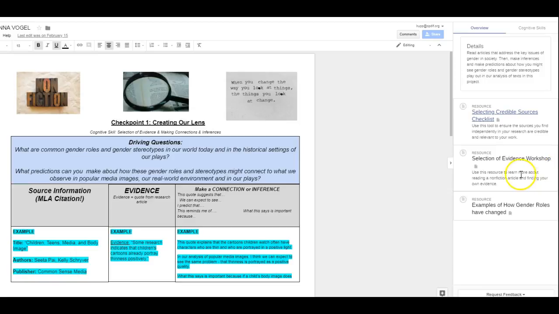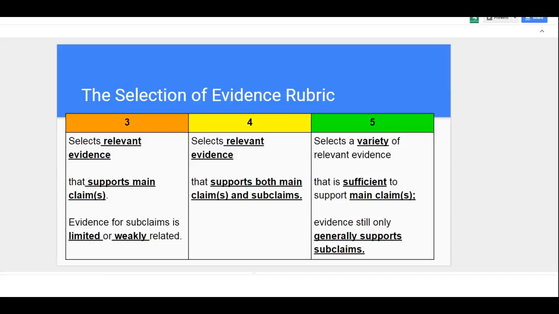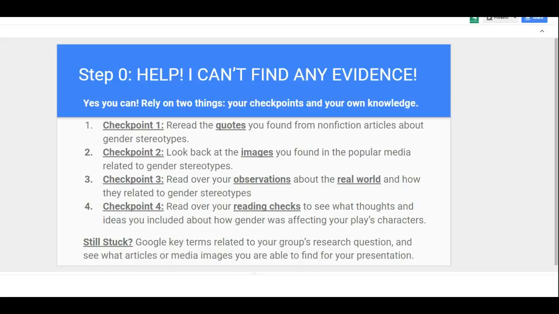Over on the side, there's also a workshop. Anytime you see workshop, it generally means a slideshow. Okay, so where are you going to find some evidence? You're going to go out and find that relevant evidence, putting it into Google, and it says, help, I can't find any evidence. Well, here's two things that you could do. You can look for quotes, you can look for images, you can do some observations, or some checklists, or still stuck, Google key terms related to your research.